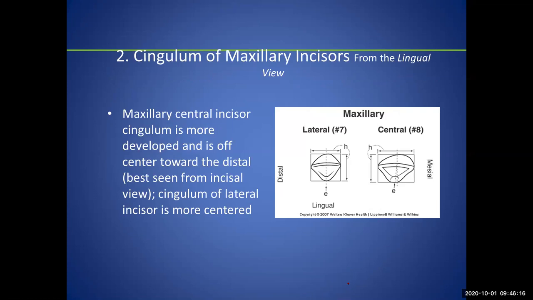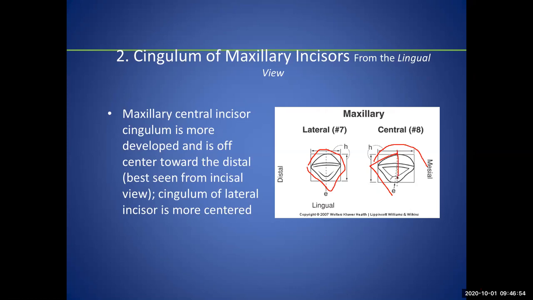Maxillary central incisor, the cingulum is more developed and is off center towards the distal from the incisal view. The cingulum of the lateral is more centered. What does that mean? Okay, this is the central incisor. Can you see where it is not evenly shaped? The lateral is more evenly shaped versus the central looks like it's pinched and off center just a little bit. Okay, that distal is pulled.